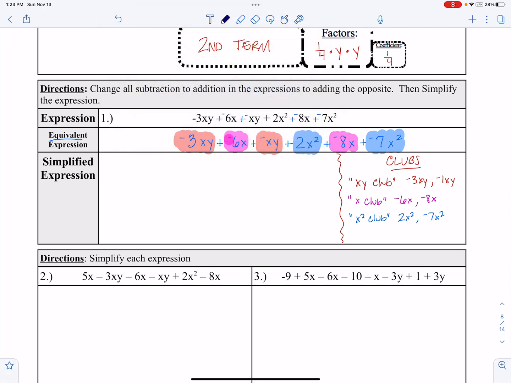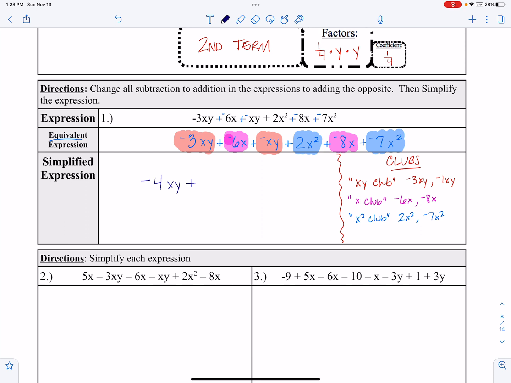And so what we want to do now is look at what's in the xy club and go ahead and combine those like terms. So when we look at these, I have a negative xy, and I'm joining it or adding it with another negative 1xy. So we know that we have a negative 4xy, and we're separating by addition because we KFC'd everything.